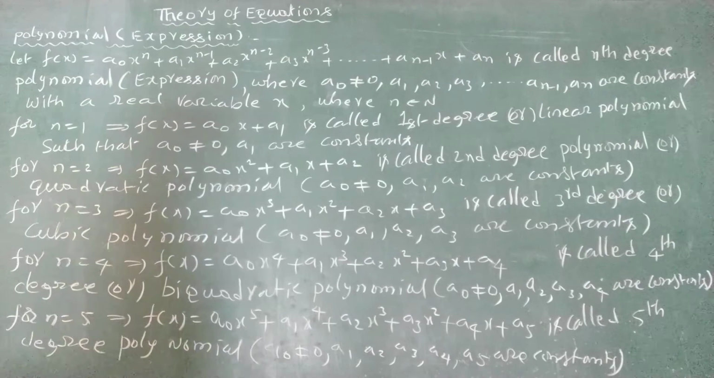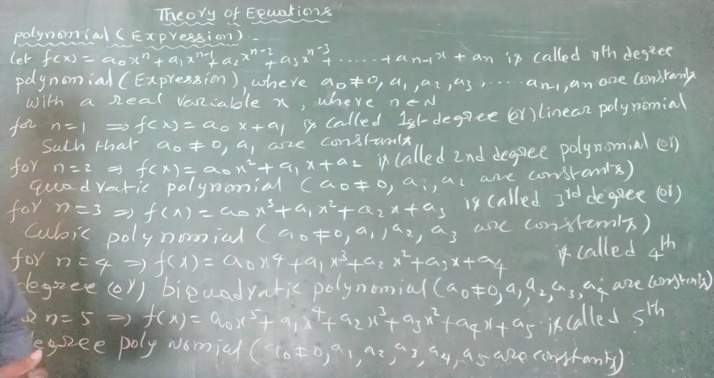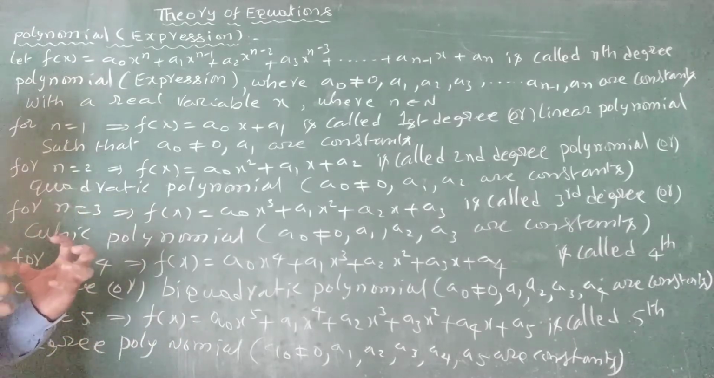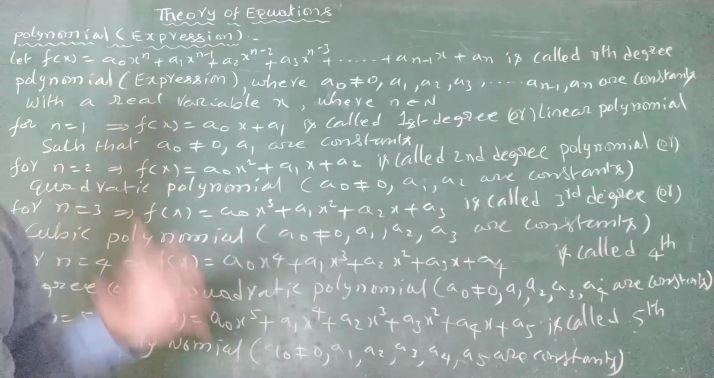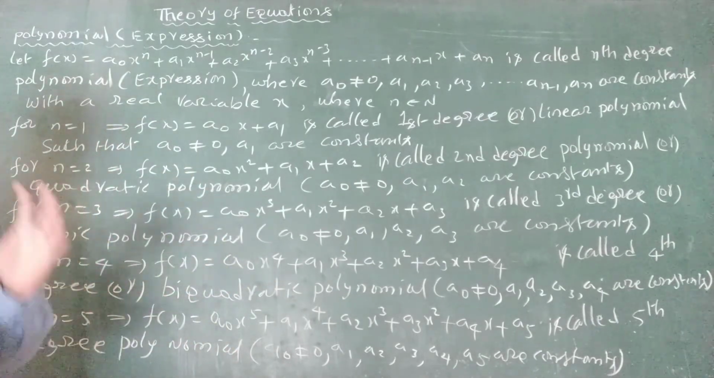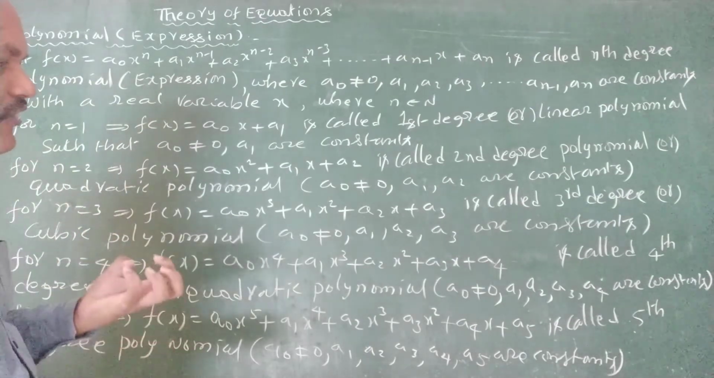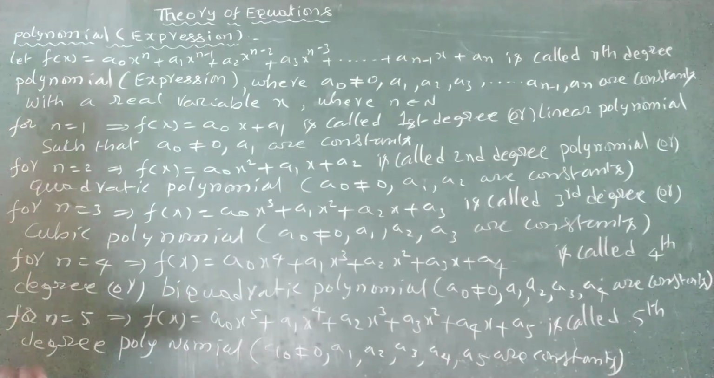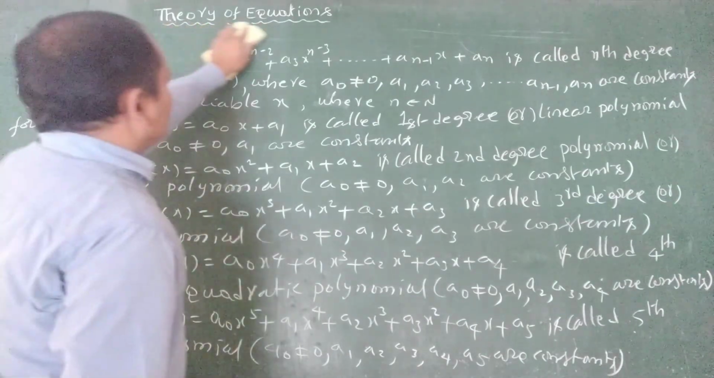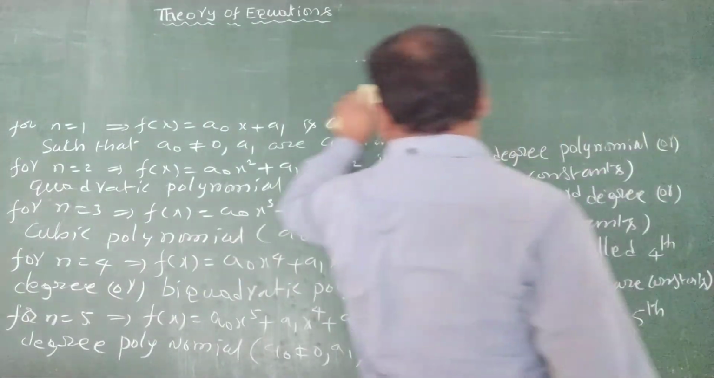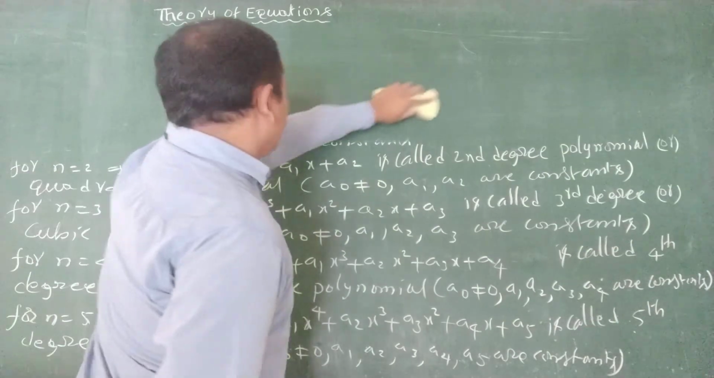So for these polynomials, we have to identify the zeros of the polynomials. Zeros of the polynomials means what? The value x that satisfies the polynomial, that satisfies the expression. If x satisfies the expression, then the value of x is called a zero of the polynomial. Now, zeros of the polynomial. For example, we have to take one example.